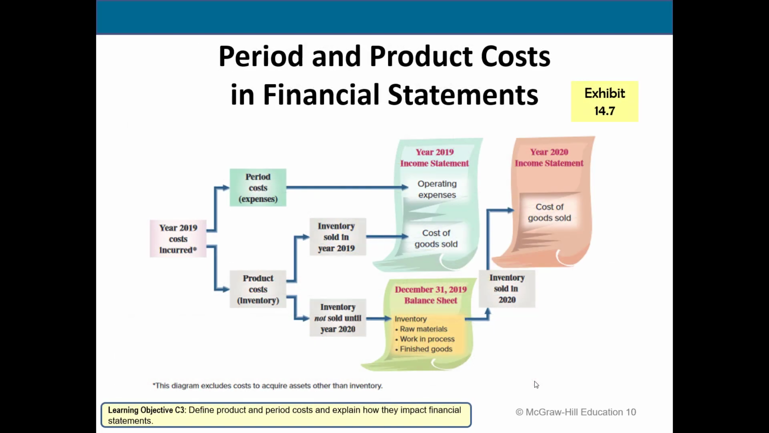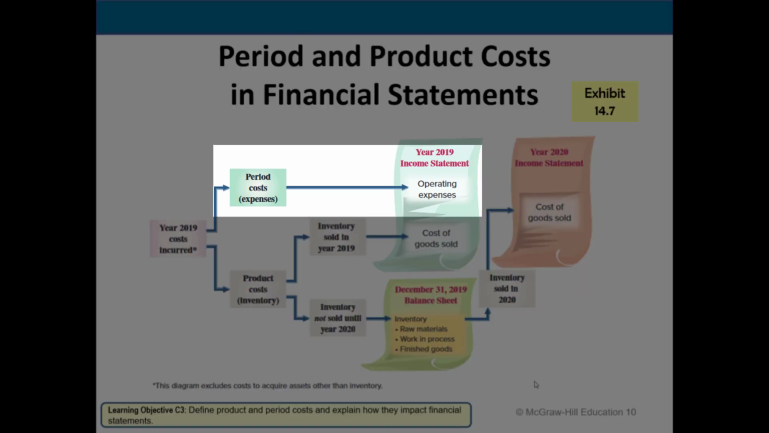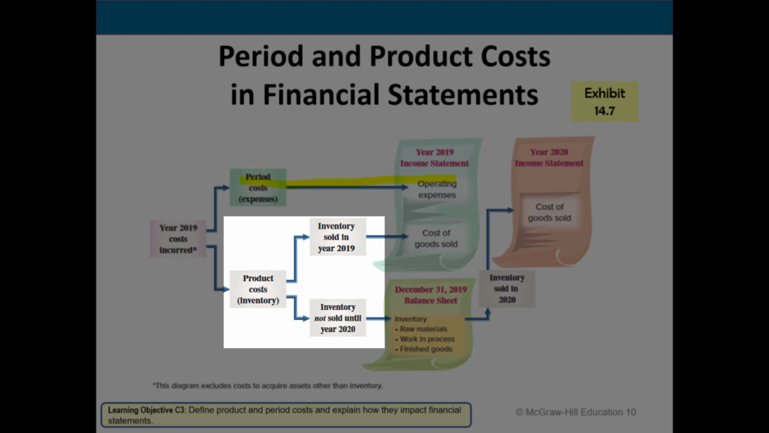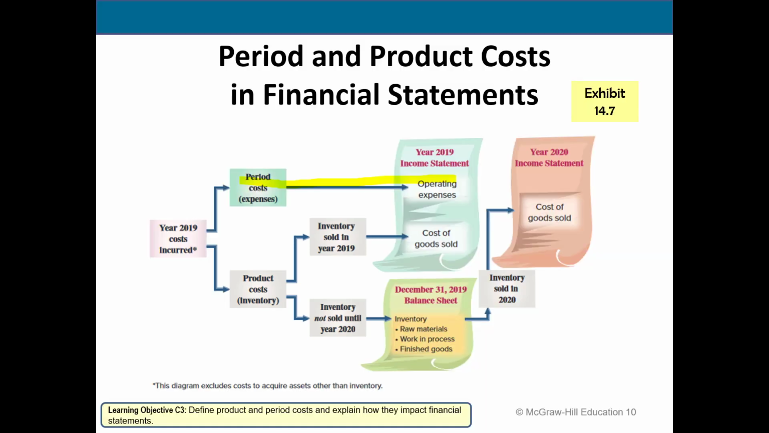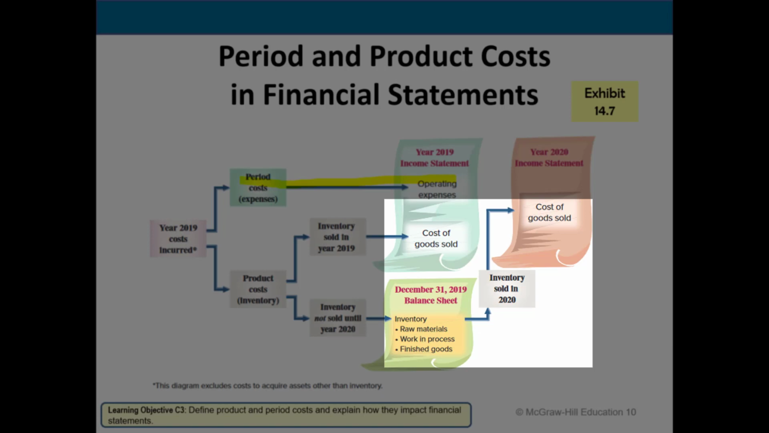This shows the different effects of product and period cost. Period cost will flow directly to the income statement as an expense, and you can see that in the upper portion. So period costs go to the income statement. Product costs are first assigned to inventory, and you know that inventory is an asset. Their final treatment will depend on if the inventory is sold or if it is still in ending inventory.